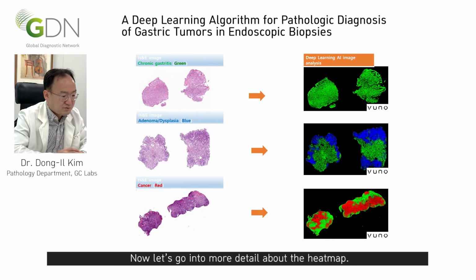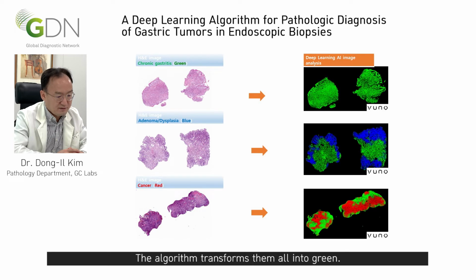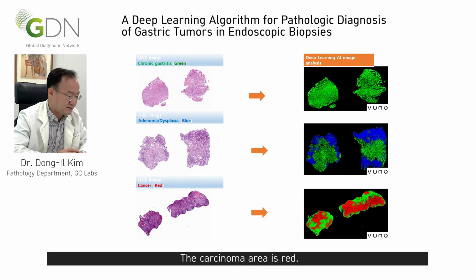Now let's go into more detail about the heat map. The images on the upper left side are normal or negative. The algorithm transforms them all into green. The images at the center area are tubular adenoma. The adenoma area is transformed into blue. The images at the bottom are cancer. The carcinoma area is red.